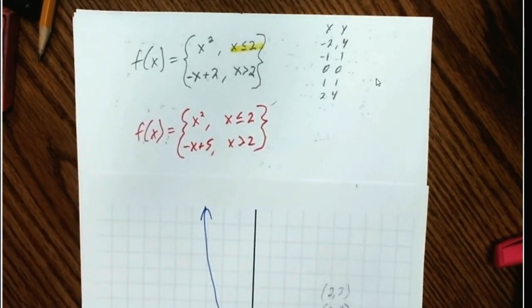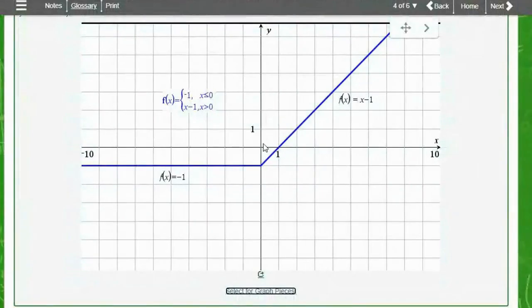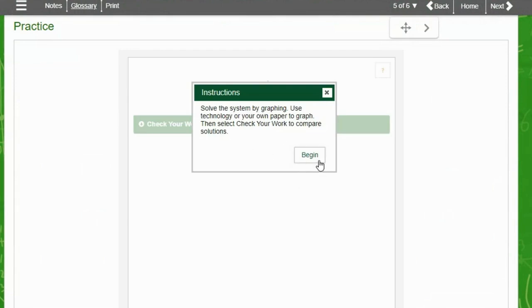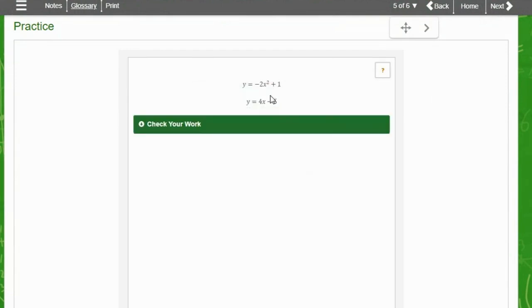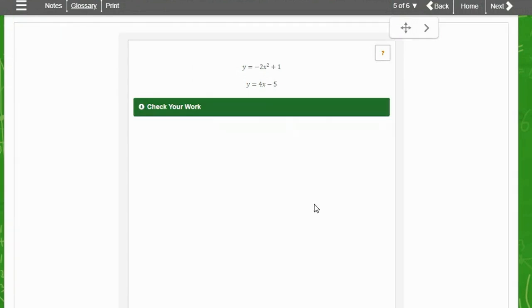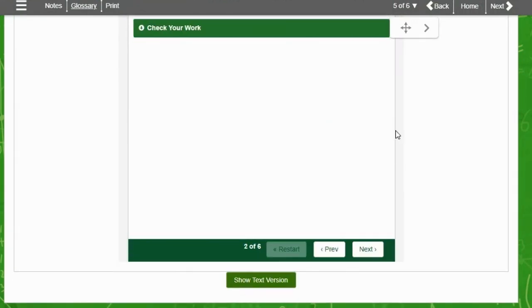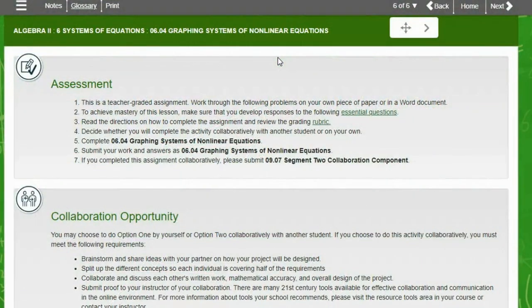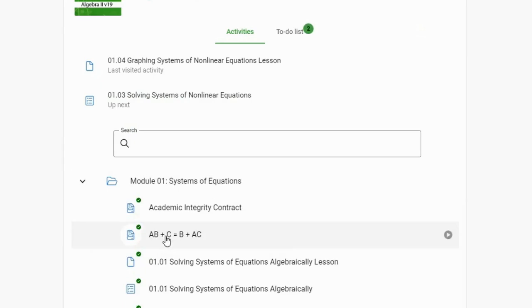So knowing that, let's go look at our assignment. There are some practice problems here for more graphing, solved by graphing. Check your work gives you some more to check. It gives you the graph if you need, 6 problems there. But let's go look at the assignment. The assignment is in the lesson. Here, let me go show you that for sure too.